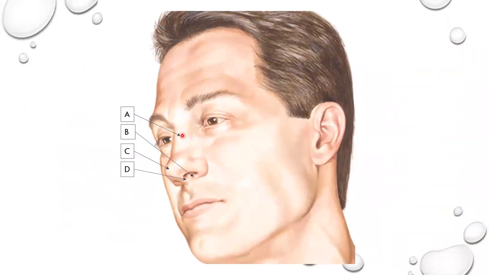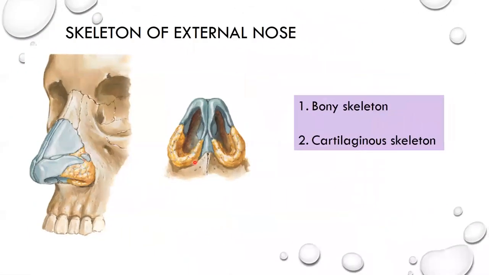Okay, just a revision. This is the dorsum of the nose, the dorsal part of the nose, extending from the apex to the root of the nose, and then it has the nares, which is known as the opening of the nose, and the ala, the boundaries of the opening of the nose. The external nose is made of a skeleton, which can be divided into the bony skeleton and the cartilaginous skeleton.